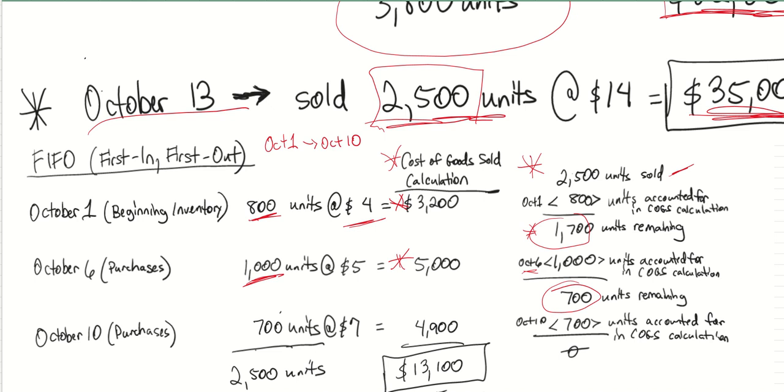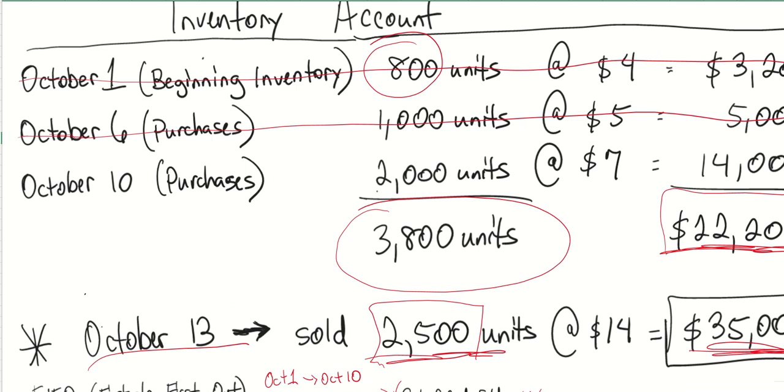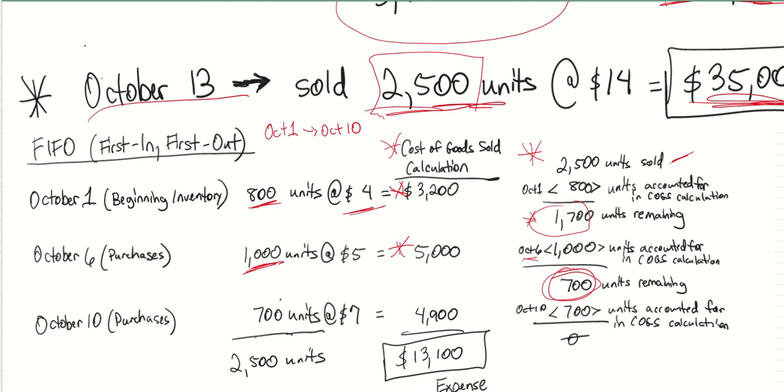Lastly, we have 700 units remaining, right? So we need to include these 700 units in the cost of goods sold calculation, which means that on October 10th, we scroll up here. You see there's 2,000 units sitting here as of October 6th. So from that 2,000 units, we only need to take 700 units from that batch, because we have 700 units remaining to be included in the cost of goods sold calculation. Now that gives us $4,900.